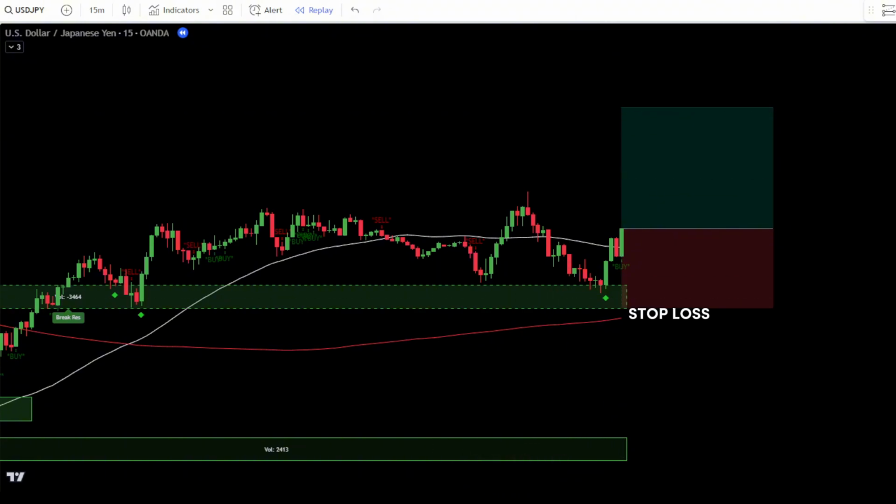Place the stop loss at the last low. Use a risk-to-reward ratio of 1 to 1.5 for the first take profit and 1 to 2 for the second take profit.